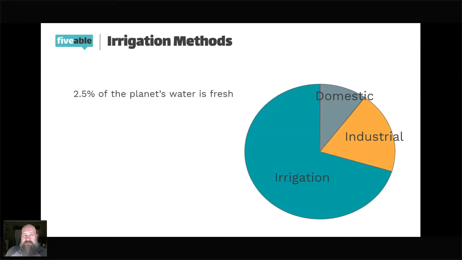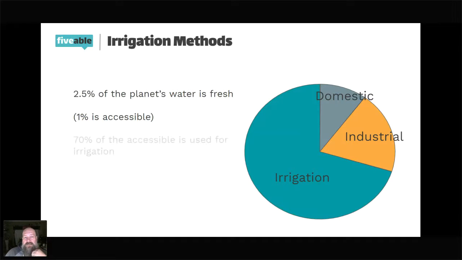So, as I said right here, you can see it. 2.5% of the actual planet's water is considered to be fresh. Only 1% of all that is accessible. Like I said, it's not locked up in glaciers or in the form of ice somewhere else. Legitimately, it is just liquid water for us to drink.